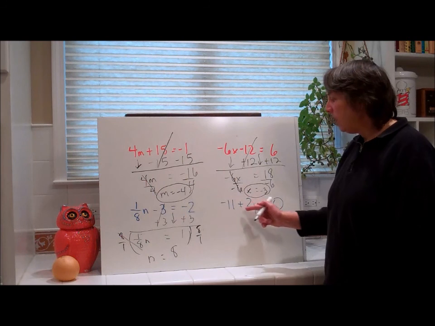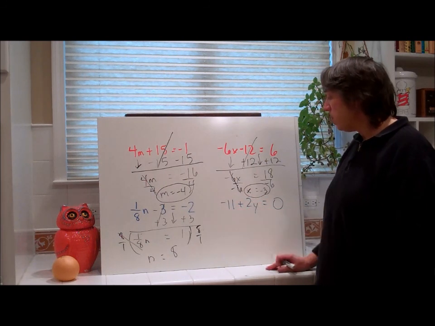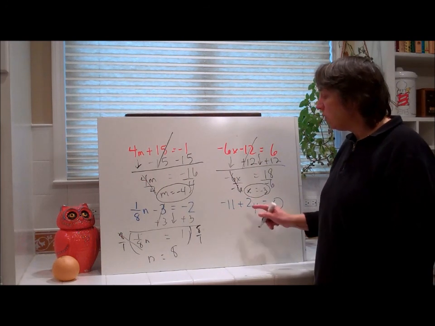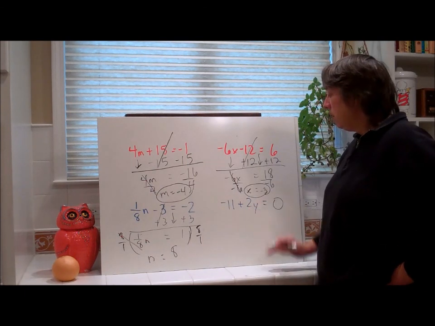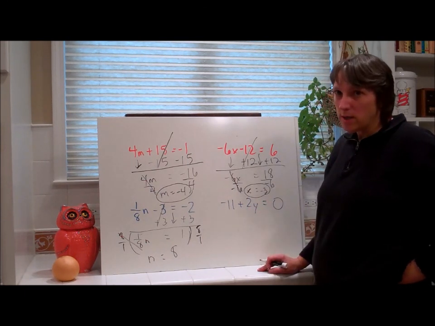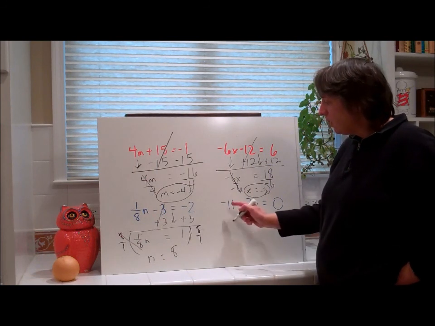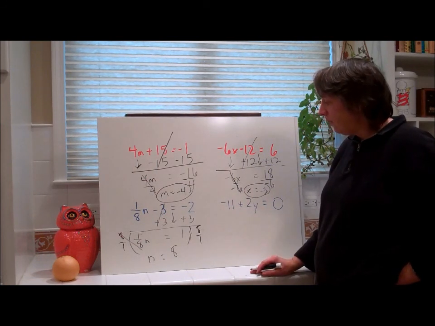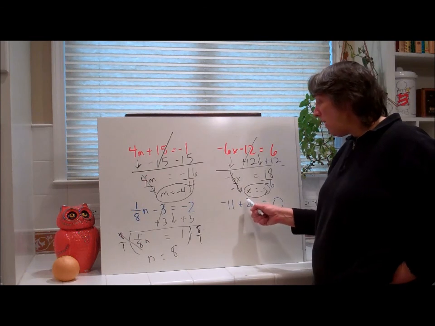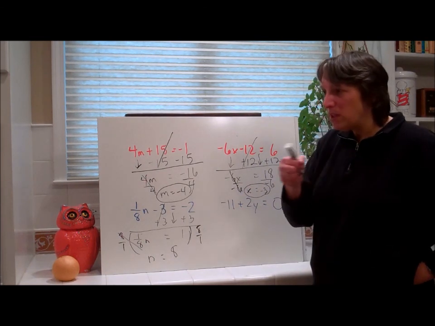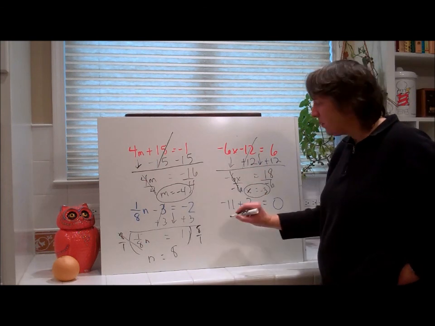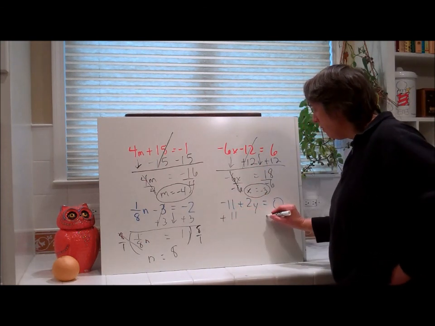Okay. Negative 11 plus 2y. Just because the 2y comes second does not mean that I divide both sides or subtract 2y. I go to the front. What's the inverse of subtracting 11? Or what's the inverse of adding a negative 11? It's to subtract a negative 11, which becomes plus 11 on both sides.